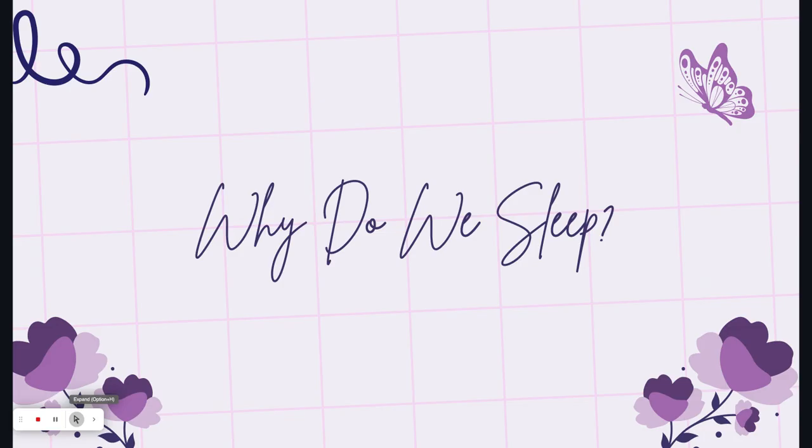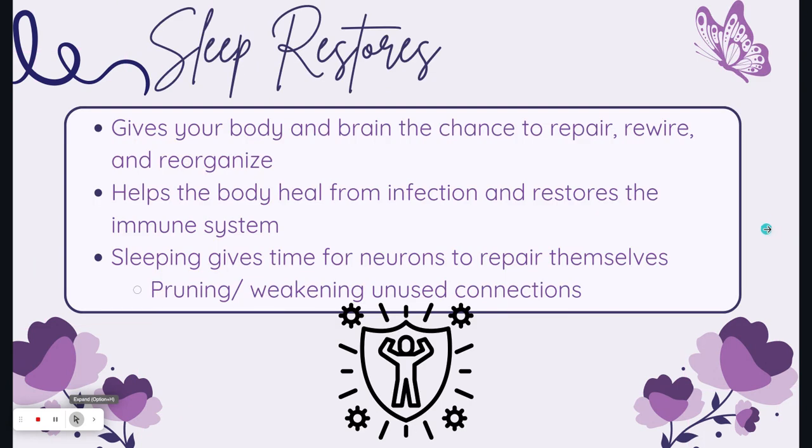So last, just 2 more slides about why do we sleep? What is the purpose of us spending this much of our time? So first, sleep restores. While we sleep, it gives our body and brain the chance to repair itself, to rewire, and to reorganize. It also helps the body heal from things like infection and restores the immune system. That's why you find yourself sleeping so much when you're not feeling well. Sleeping also gives time for neurons to repair themselves. This would be the time where our brain really cuts back on any unused connections. That process is called pruning. So it restores our entire body, our brain, everything, our immune system, etc.